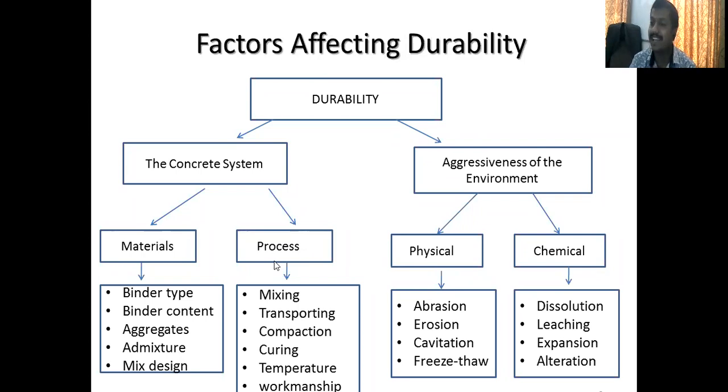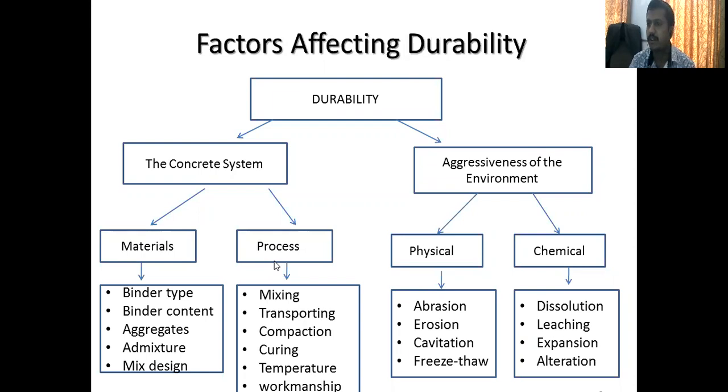So this is clearly given in your IS code, that is IS 456. I think Table number 5 is there, and also IS 10262:2019. The minimum and maximum contents of water, of cement, everything is mentioned. Which type of coarse aggregate you have to use, everything has been mentioned. Okay. Then aggregates, admixtures, and mix design. Which type of aggregates are you using? What is their quality? Admixtures, whether you are using any admixtures or not, and mix design.